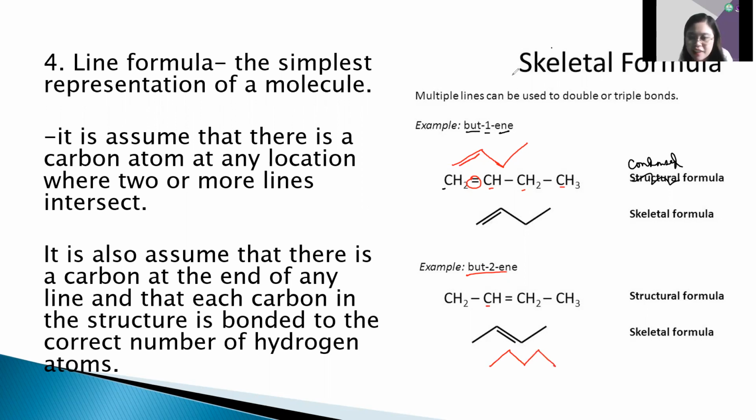Sorry, I drew too many. Just let me delete this. Again, this is 1, 2, 3, and then 4. 1, 2, 3, 4. So 4 carbons, but again, the double bond is on the second carbon. This is the second carbon here, so you will be drawing the double bond below it. But that is again the skeletal formula. Questions?